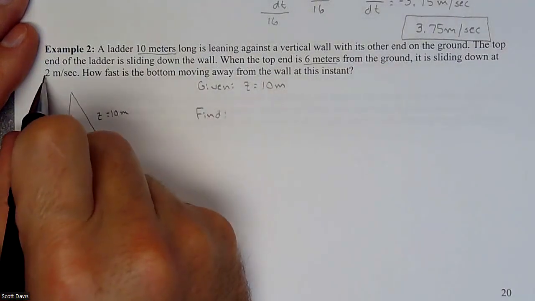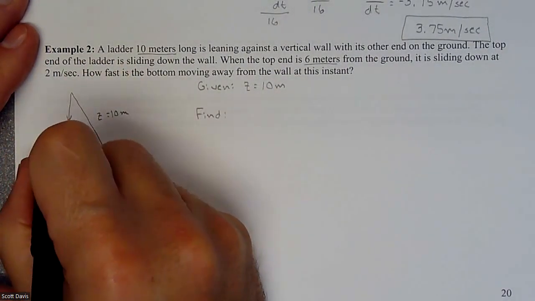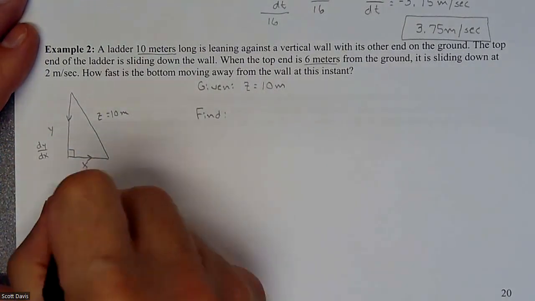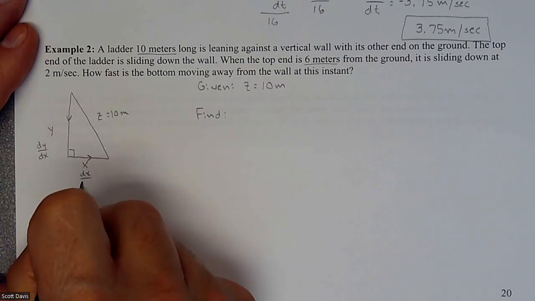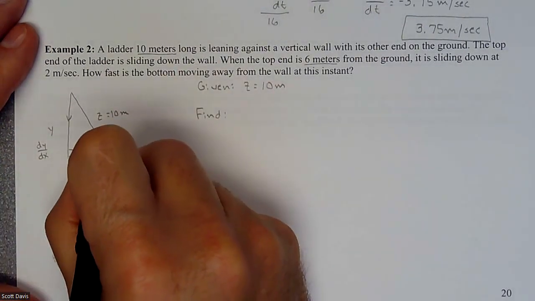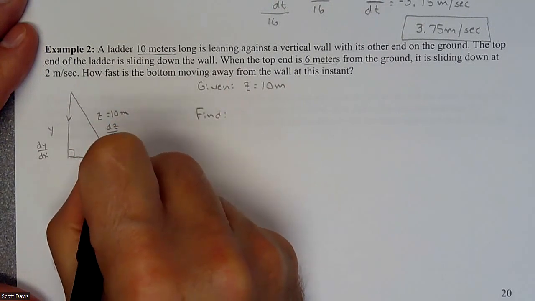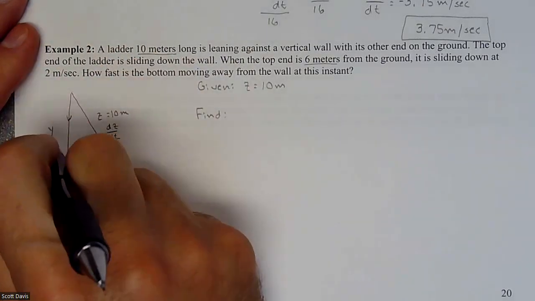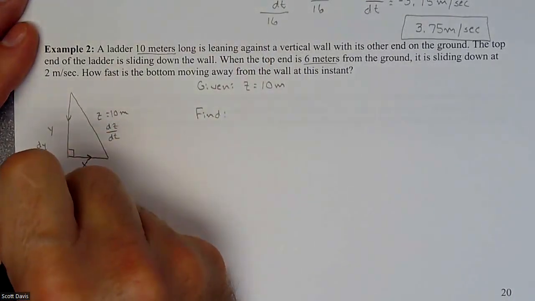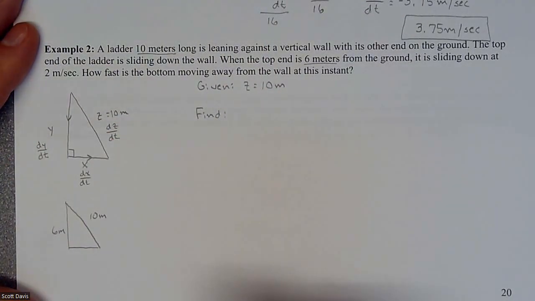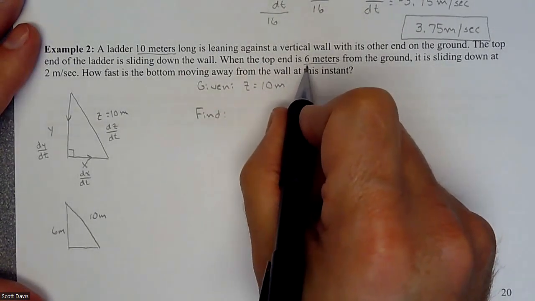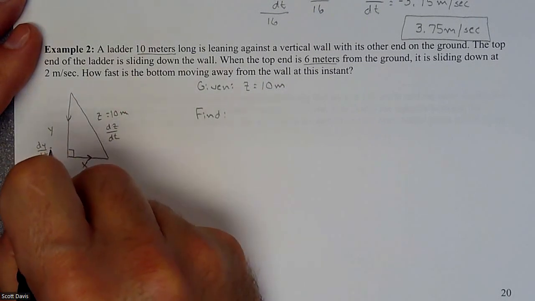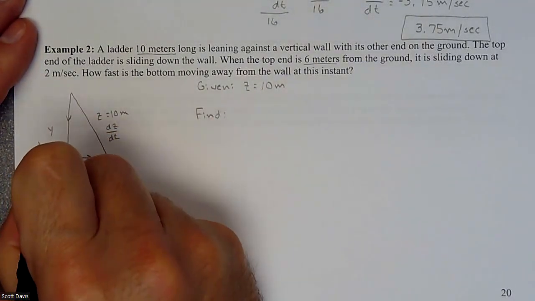It is sliding down at a rate. So our y value, our dy, dt, and we're looking for probably a dx, dt. I messed that up, I'll fix that in a second. dz, dt. So these are all going to be the change of these values with respect to time. So let me tweak my y with respect to time, right? So they tell us that when the top end is 6 meters, so when this is 6 meters, the rate at which it's sliding is 2 meters per second.